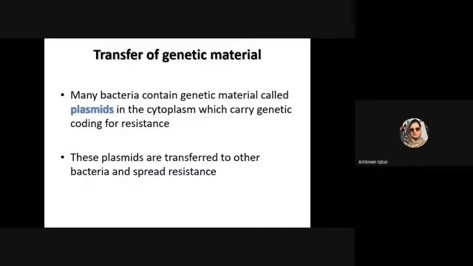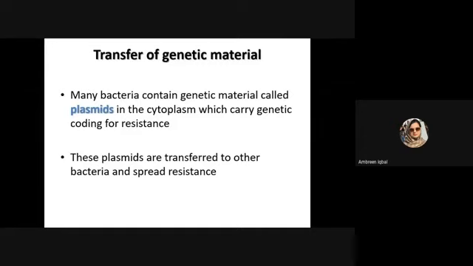In any population of bacteria, a few resistant strains are present. So when a sensitive organism is destroyed by an antibiotic, the resistant mutants freely multiply. They are the ones that are very naughty, and they continue to multiply and do not respond to those antimicrobial agents. Many bacteria contain genetic material called plasmids in their cytoplasm, which carry the genetic coding for resistance. These plasmids are transferred to other bacteria, and they spread the resistance.